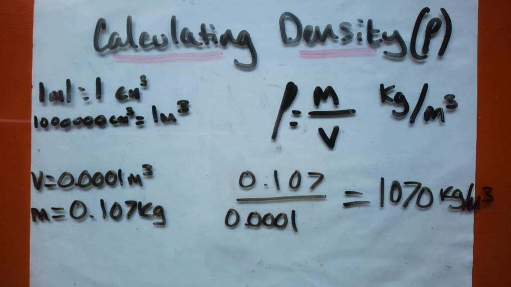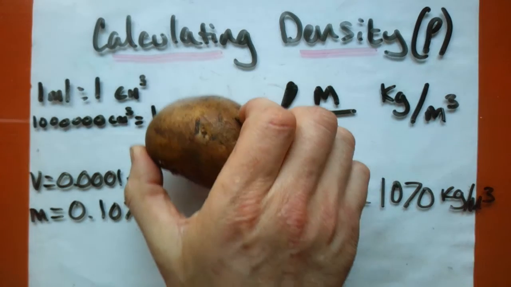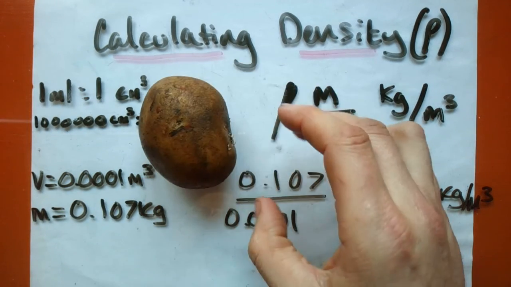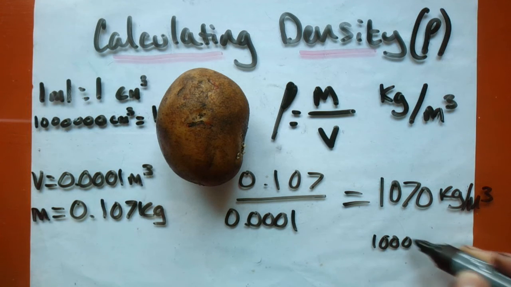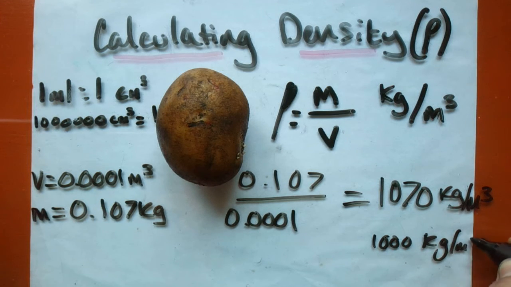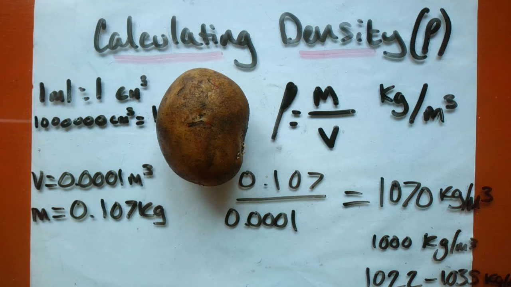So the potato has a pretty similar density to water. Pure water is 1,000 kilograms per meter cubed. And salty water, seawater, is between 1,022 and 1,035 for the very, very high saline water. So the density of a potato is slightly more than seawater.